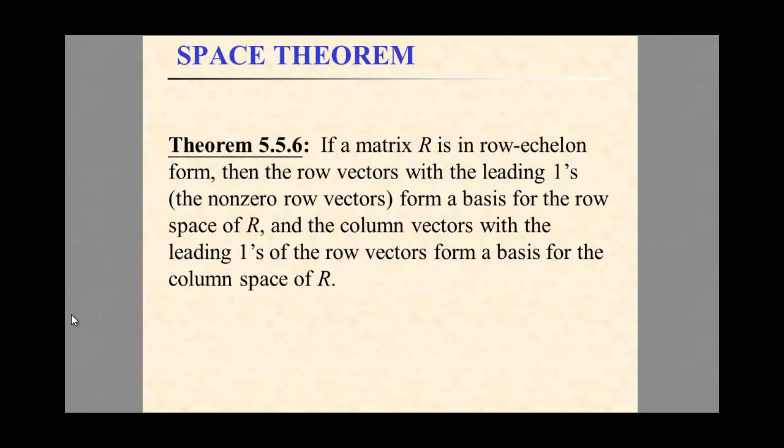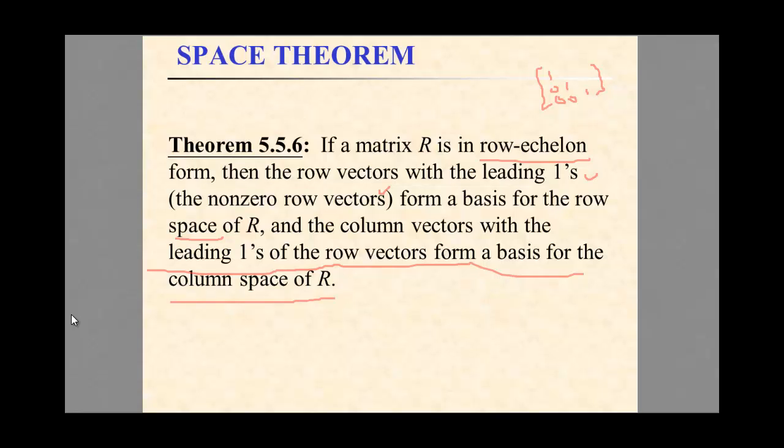Again, there is a theorem. It says that if a matrix R is in row echelon form, and as I told you, row echelon form means whenever we convert the matrix into, say, upper triangular form with leading ones, then the row vectors with the leading ones, that is, the non-zero row vectors, form a basis for the row space of R, and the column vectors with the leading ones of the row vectors form a basis for the column space of R.